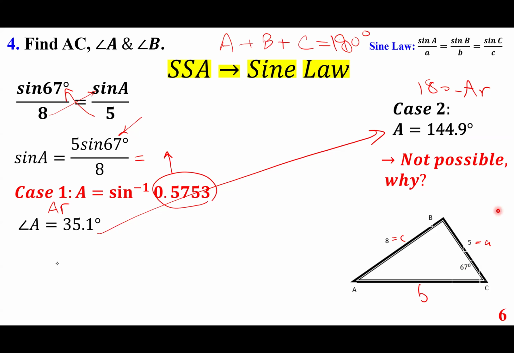All right, so we continue with that. B would be the sum of 67 and 35.1 subtracted from 180. So when we add these two, A and C, we get 102.1, subtracted from 180, we get 77.9.